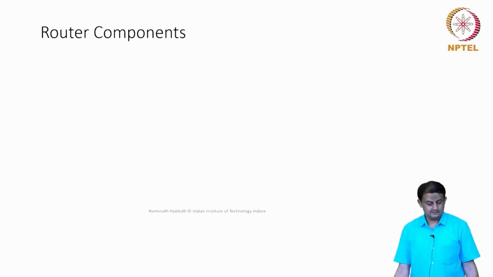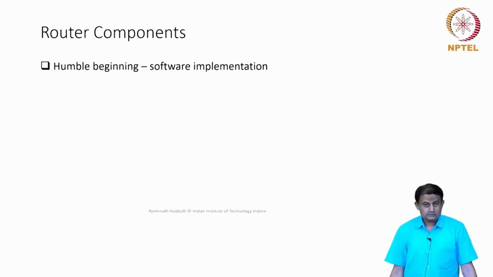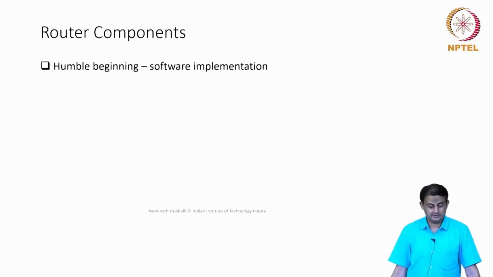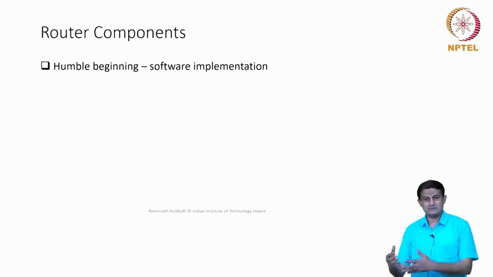So, if that is the case, what is there in the typical router inside? How do you implement these lookup operations and other things like quality of service, policing, and other things that I was talking about? As usual, the routers also had a humble beginning where the things were implemented as a software solution. You write the code and program to do this lookup operation. Basically, this is a string matching and searching operation.